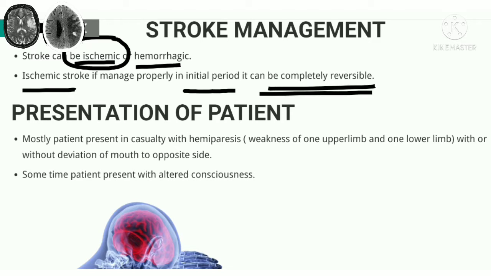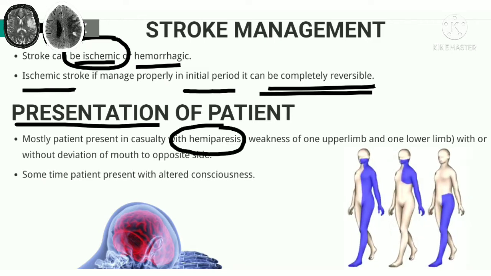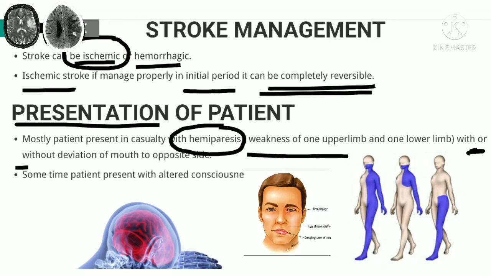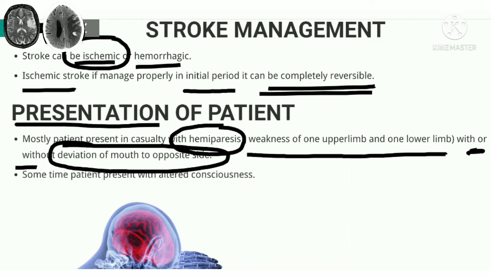Okay. Now, what is the presentation of the stroke patient? Cerebrovascular stroke patient, how does it present? Mostly the patient presents in the casualty with hemiparesis. This is the most important thing: hemiparesis, which means weakness of one upper limb and one lower limb, along with or without deviation of the mouth to the opposite side. This is the presentation of the patient of stroke: hemiparesis with deviation of the mouth. This is the actual presentation of the patient of CV stroke.